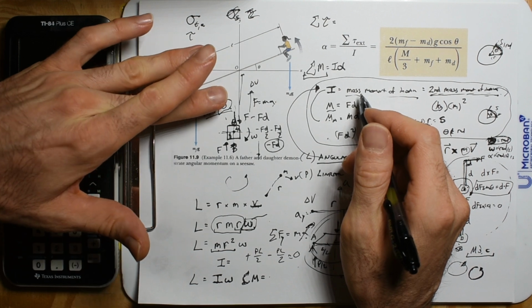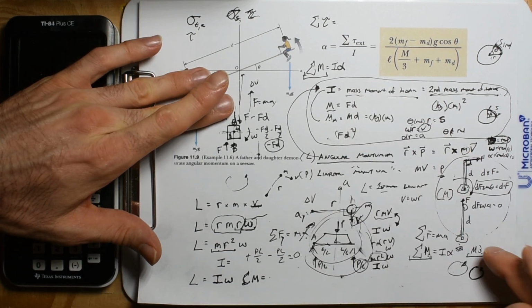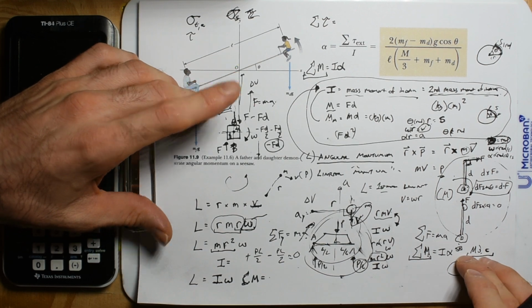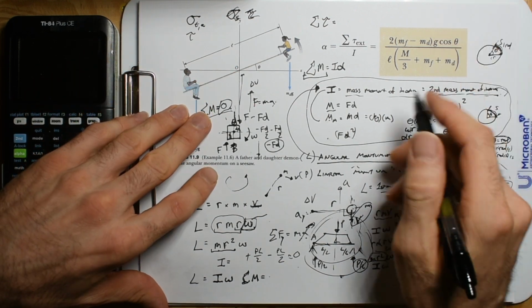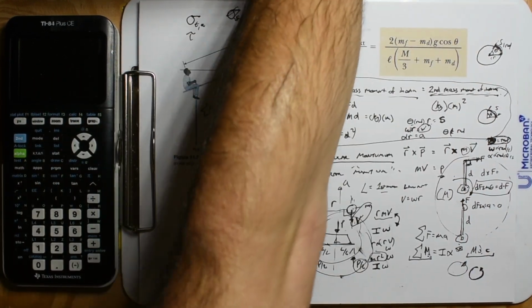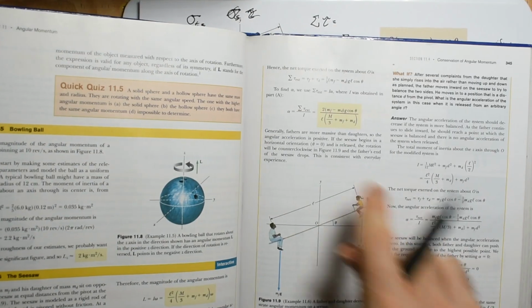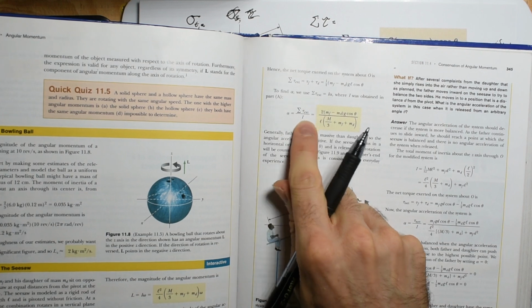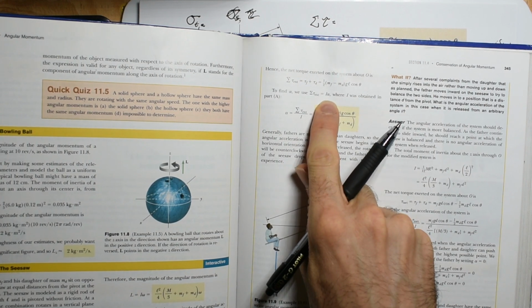And then the text says, well, we reserve moments and couples for statics problems. I'm probably not 100% on that. I just found in this physics book that they call it sum of the torques. So right here, sum of the torques is equal to I alpha. Sum of the torques, I alpha.